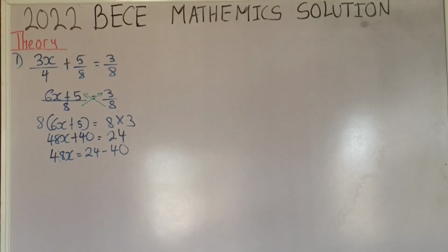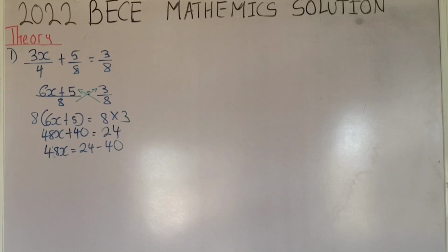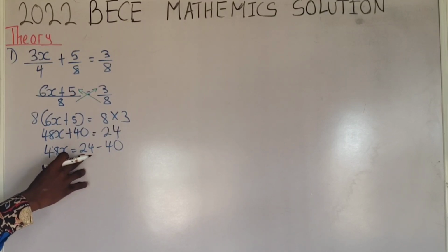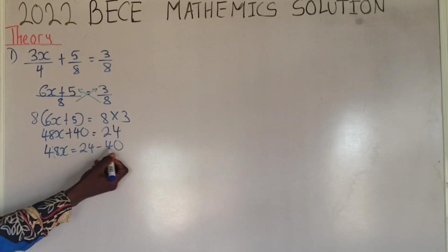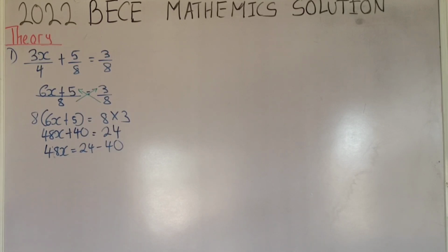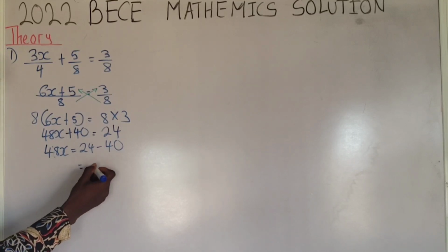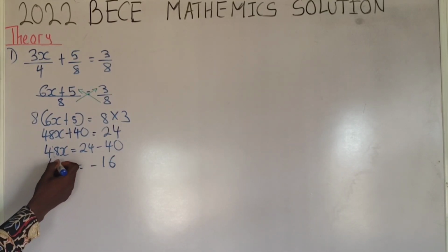Please pay attention. 24 minus 40 is negative 16. Because, let's say you are owing someone 40 naira, and you now pay 24 naira. That means that you're still owing 16 naira. That is negative 16. Are you getting what I'm trying to say? So 24 minus 40 is negative 16. So I'm going to have negative 16 here equals 48x.